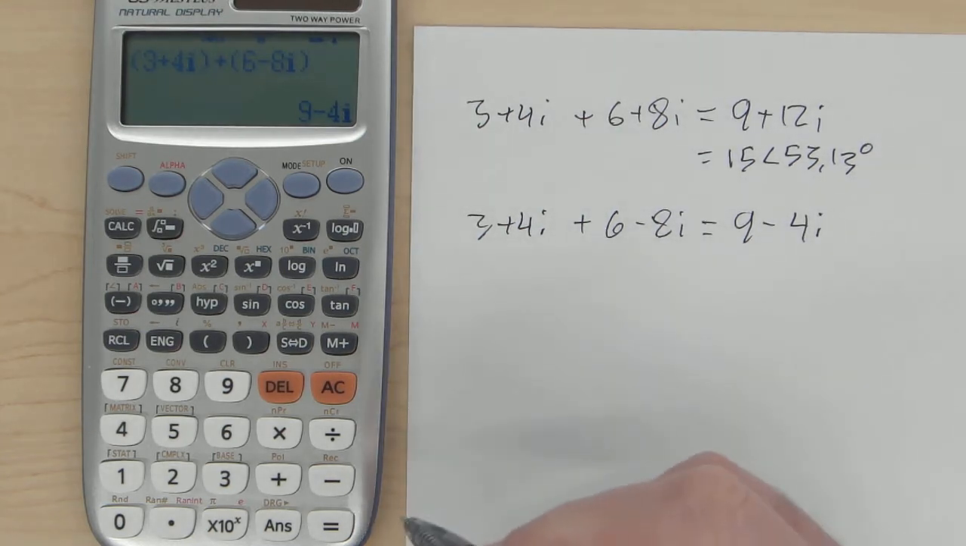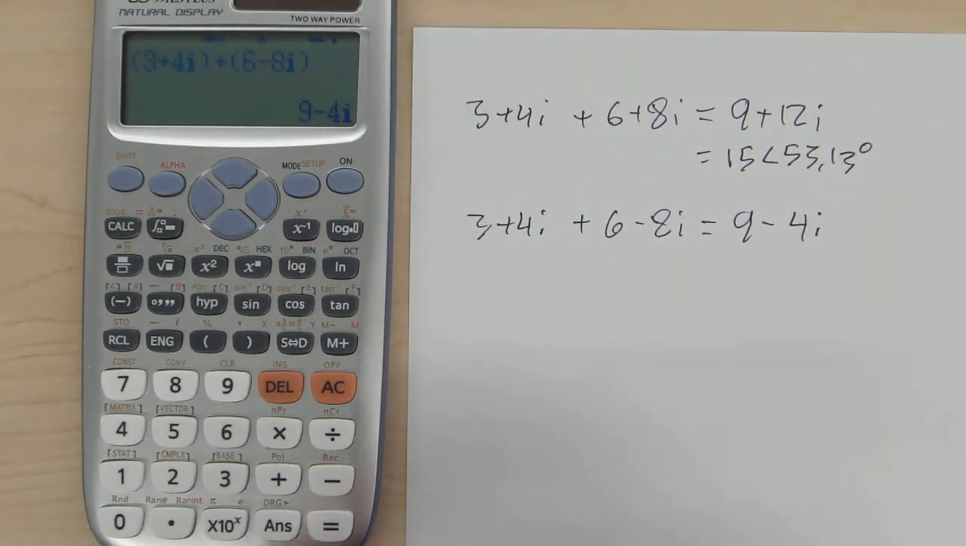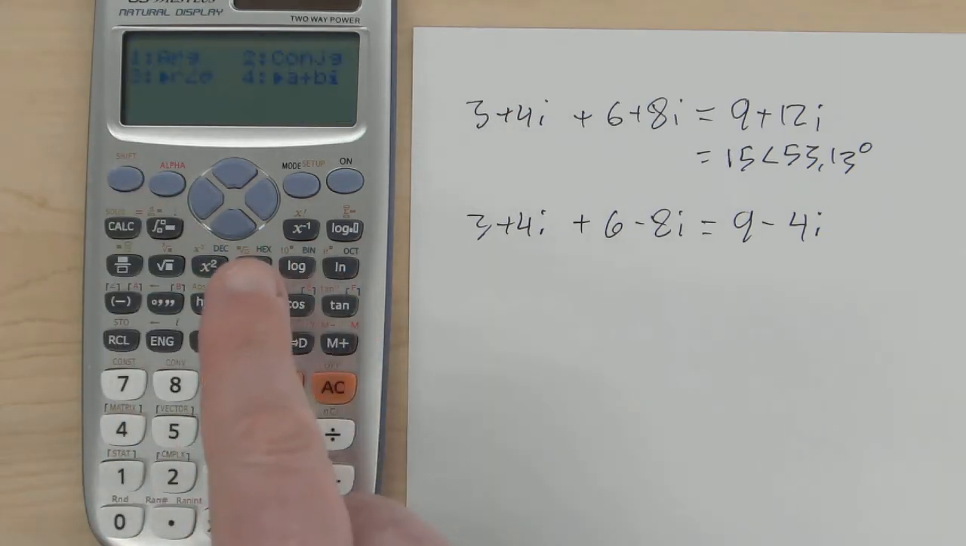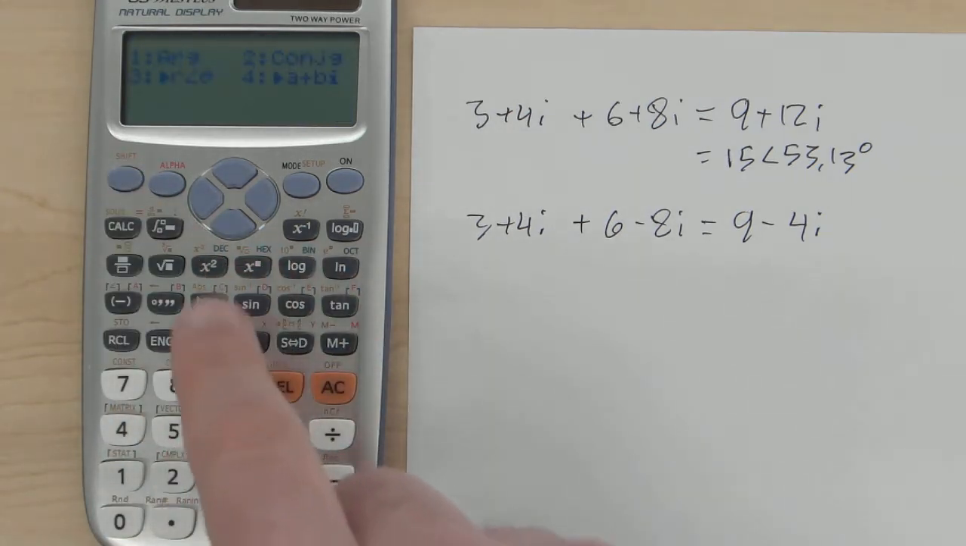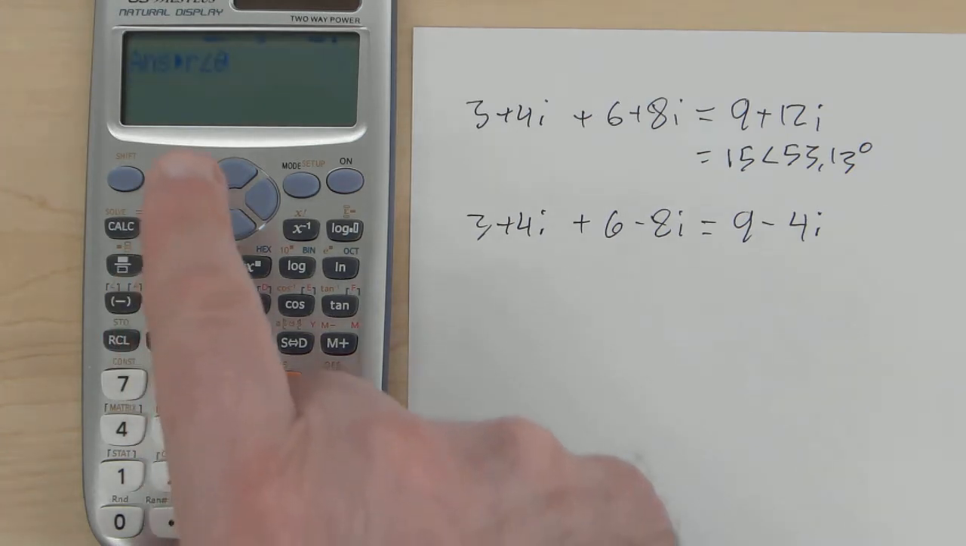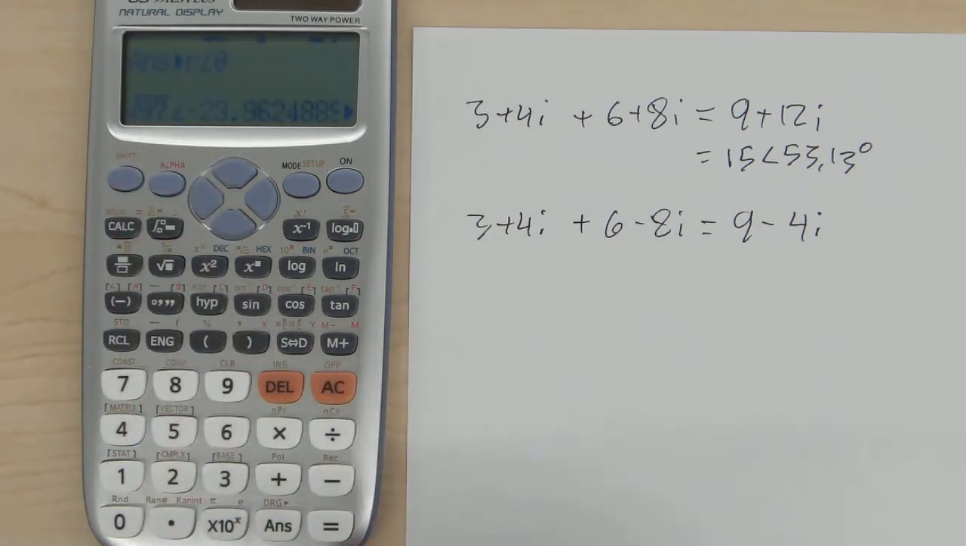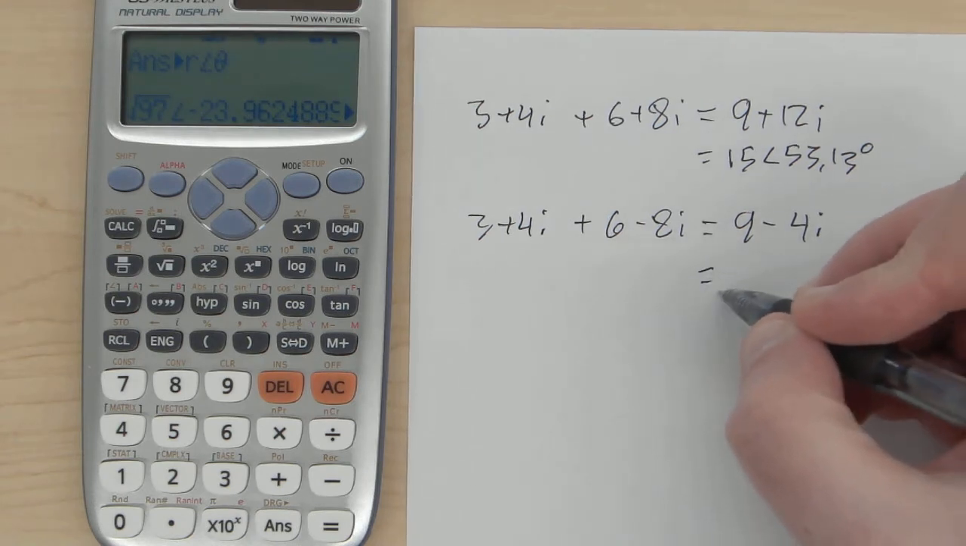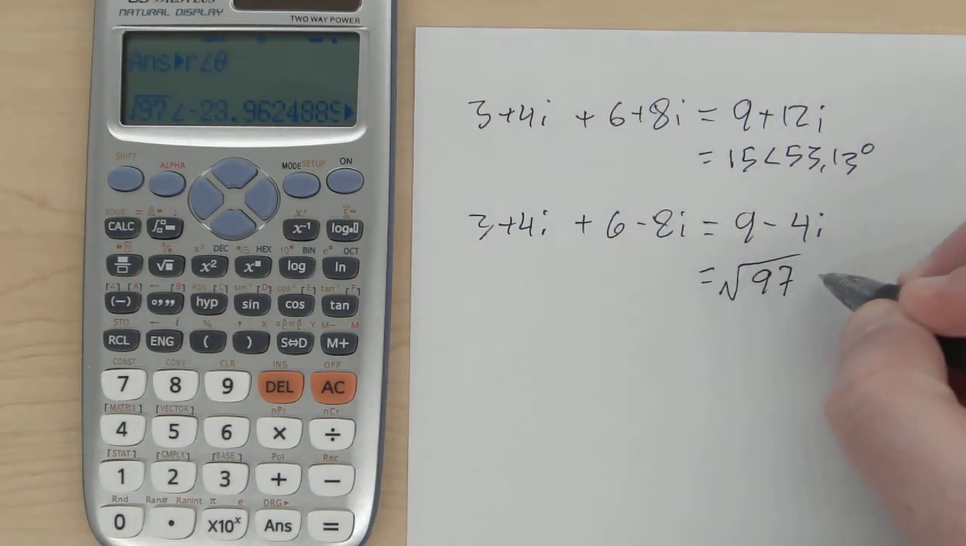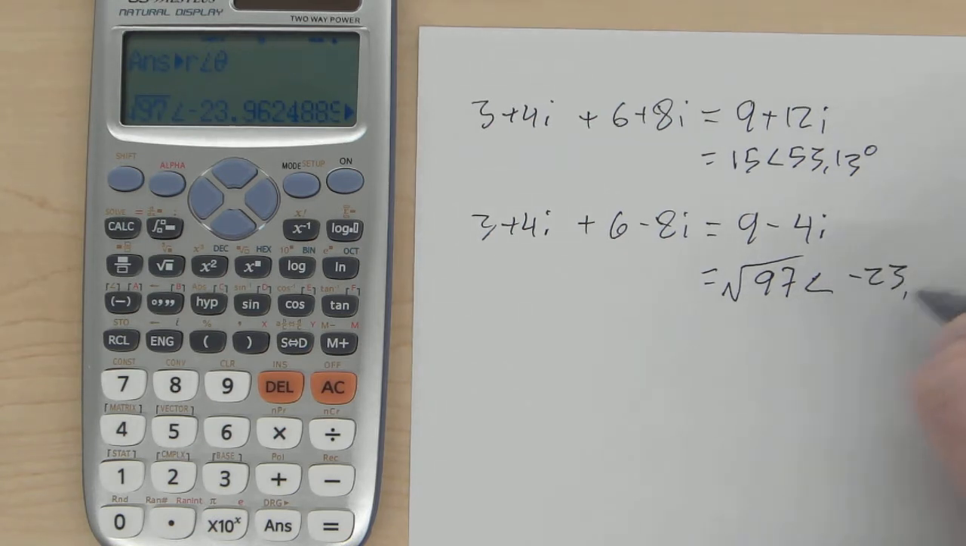Again, let's convert this to polar form. So I'm going to say shift 2, that'll put in complex number forms, and so I say 3 to convert to r theta, and I hit equals to find out what the answer is, and it says this is equal to square root of 97 with an angle of minus 23.96 degrees.